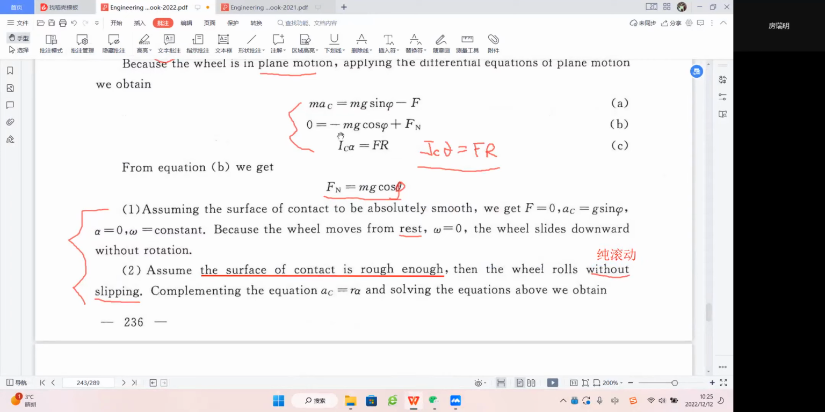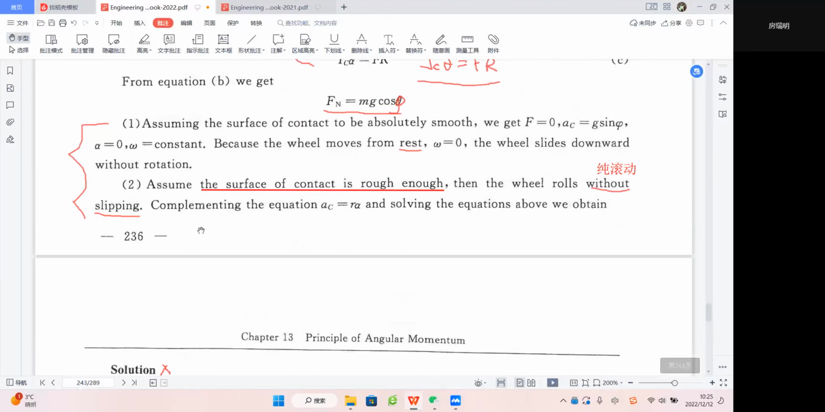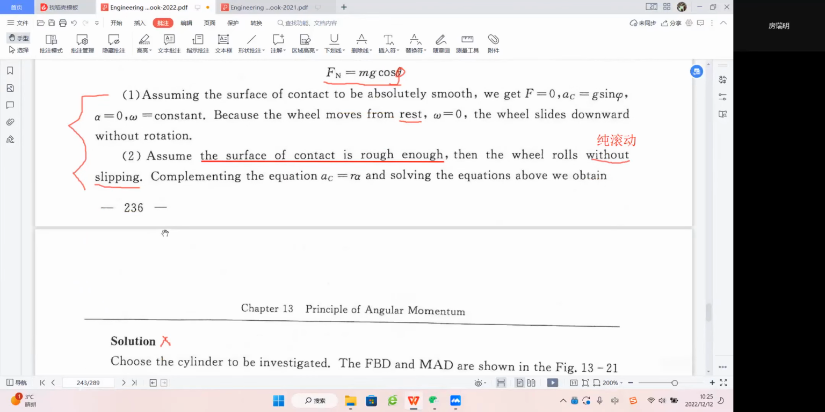If AC equals R alpha, we can find, because the moment of inertia about C we know is a half mr squared, we can use this to find the relationship between alpha and F, right? And from here we also have AC's relationship with alpha, so we will find the final result, right? So this is the second assumption. Because the next page is not the continuing page, we have some pages missing here.